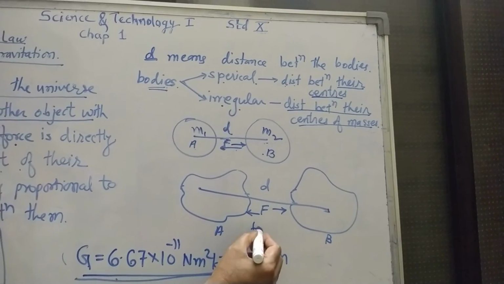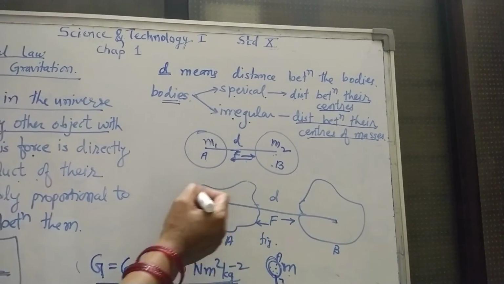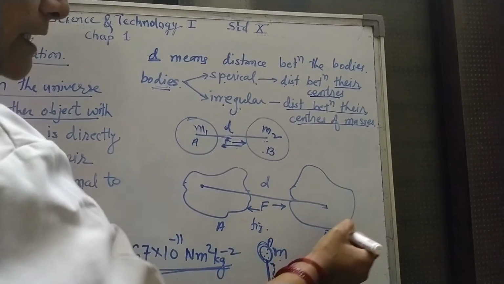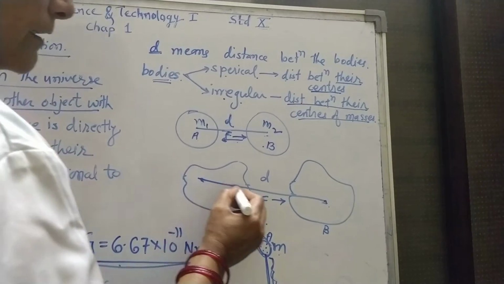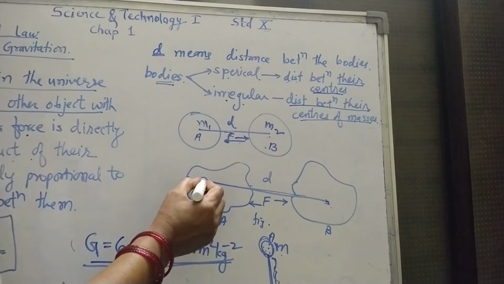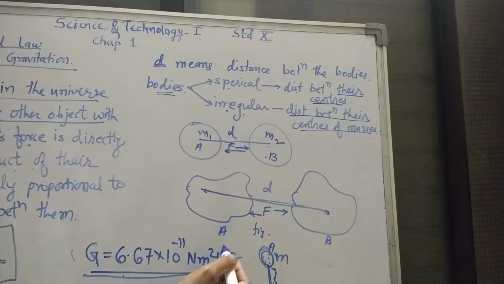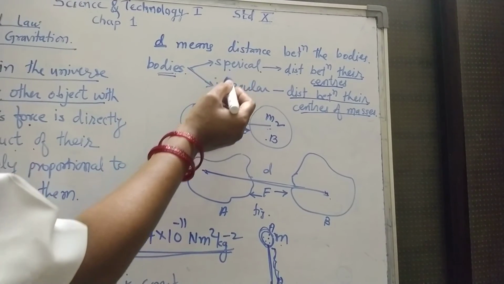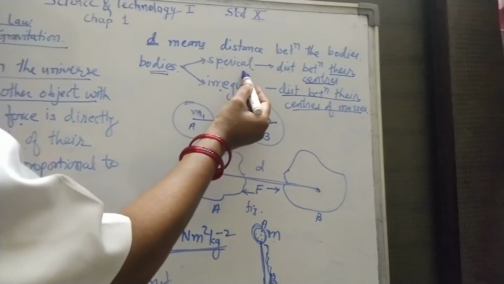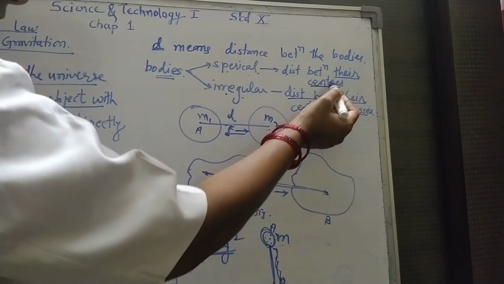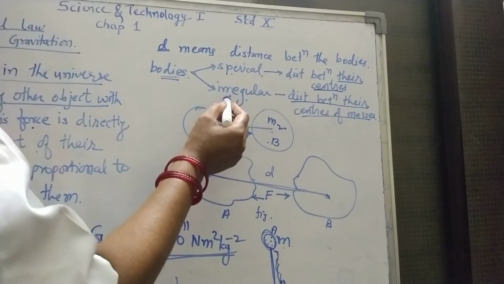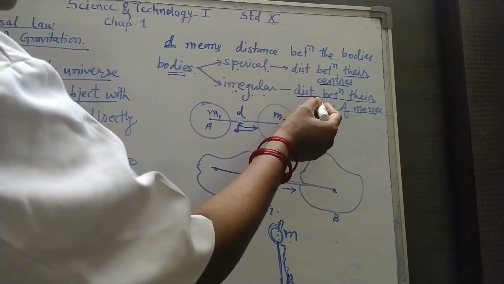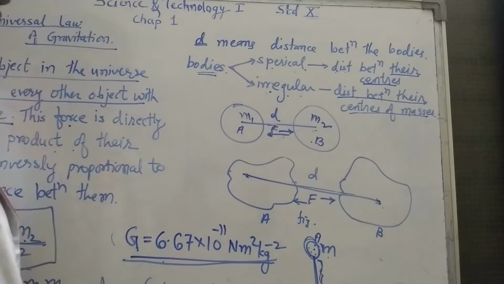Now you can see in this figure, these two bodies are irregular in shape. Suppose the center of mass is here for this body and the center of mass of this body is here, then you have to consider d as the distance between the centers of masses. Means bodies may be spherical, may be irregular. If spherical bodies are there, then distance d is nothing but the distance between their centers. And if the bodies are of irregular shapes, then distance d is nothing but the distance between the centers of their masses.